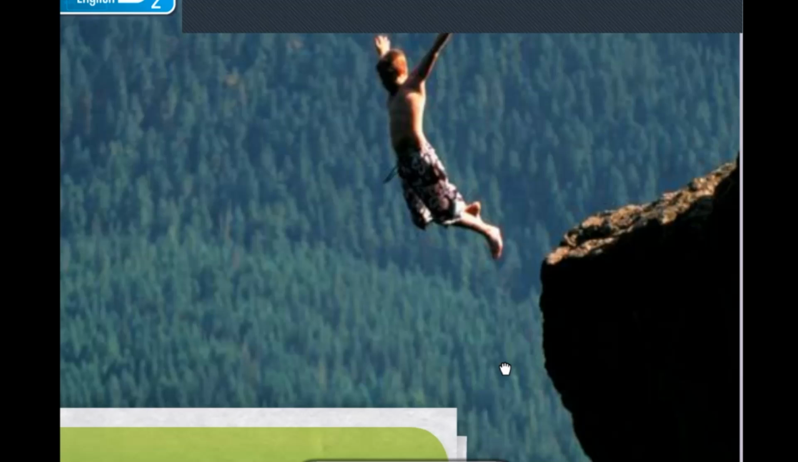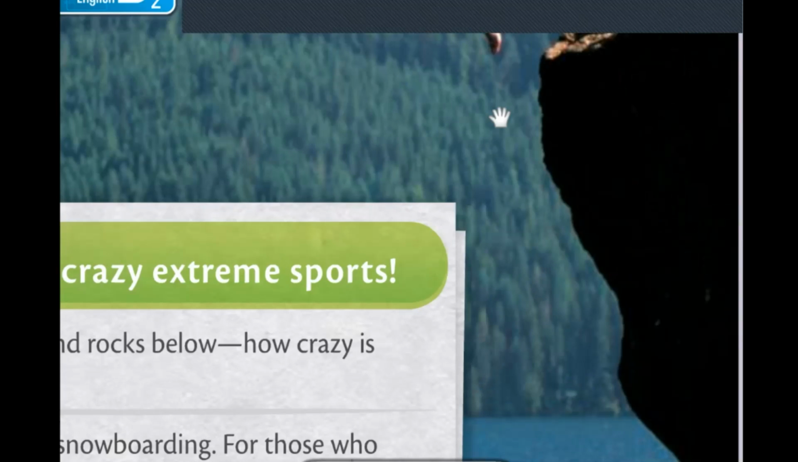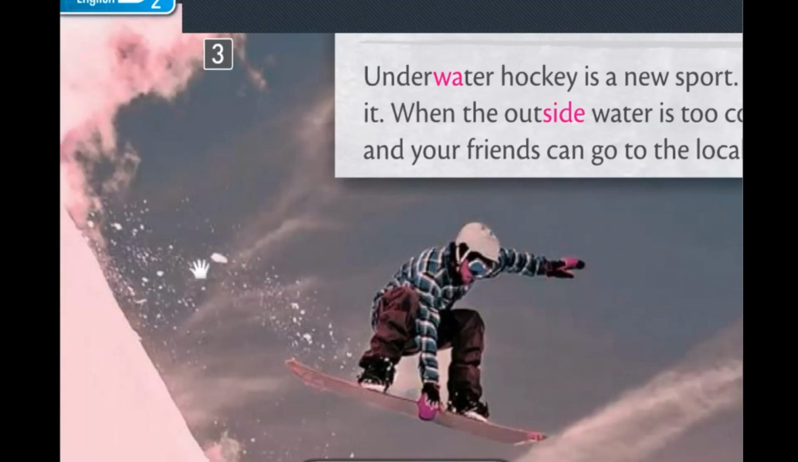Cliff diving, because he's gonna dive here into the water. I said dive, not die. Number 3, this one is very well known.